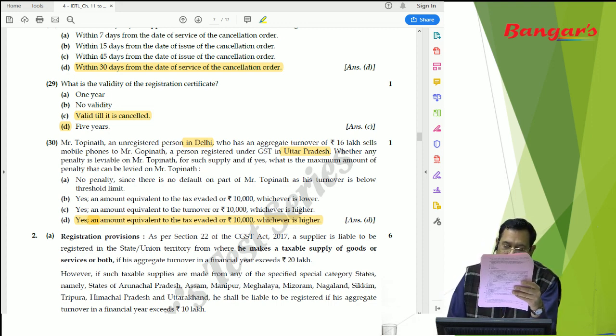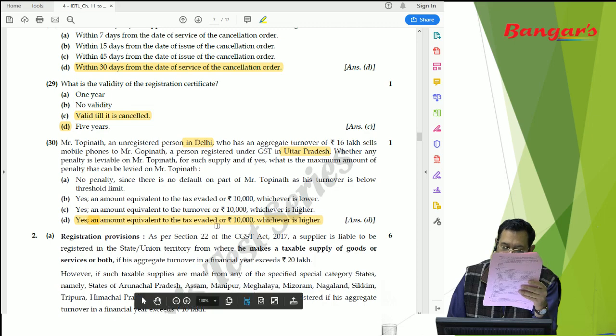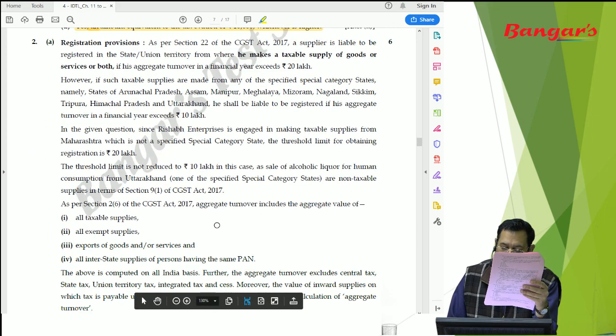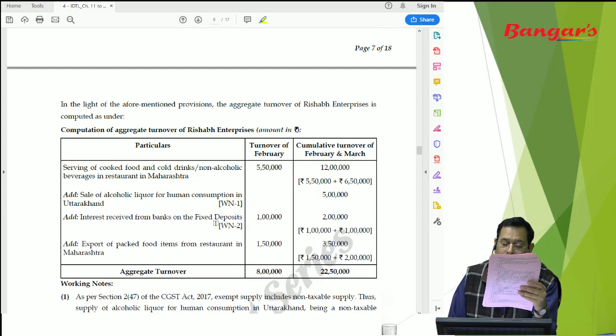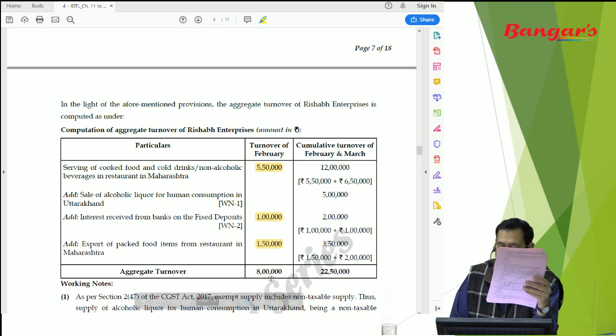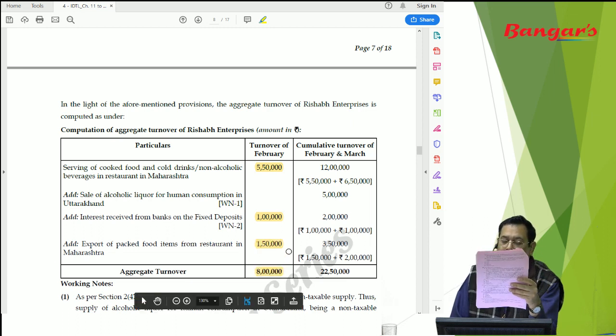So in the month of February, the turnover from serving of cooked food, cold drinks and non-alcoholic beverages is 5,50,000 rupees. Alcoholic liquor for human consumption in Uttarakhand was not supplied in February. Then interest received on bank deposits, which is an exempt supply, will also be included in aggregate turnover, and exports will also be included. Since the aggregate turnover is rupees 8 lakhs only in Maharashtra, it will not be required to get itself registered.